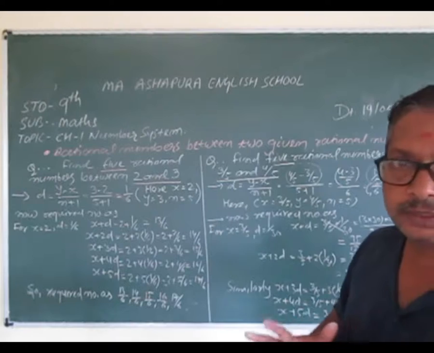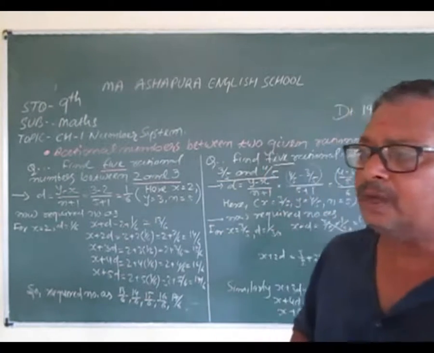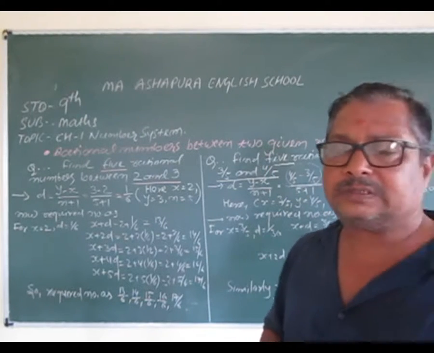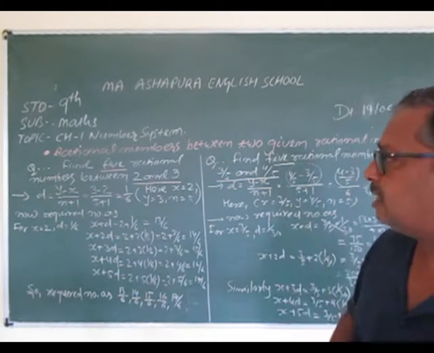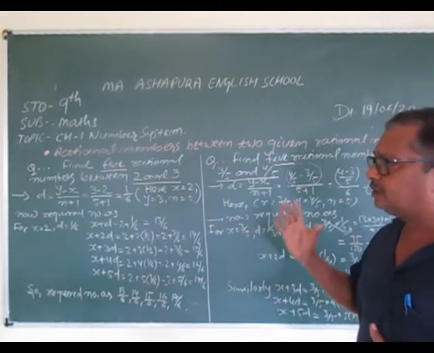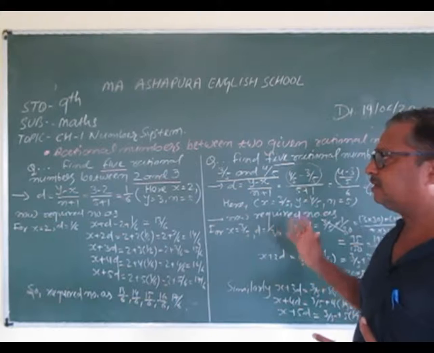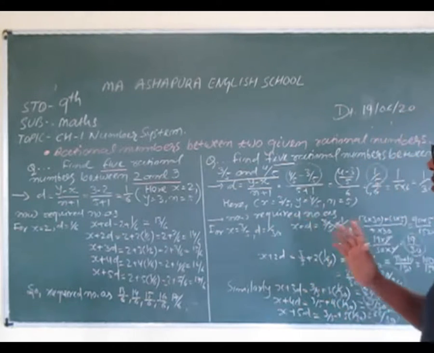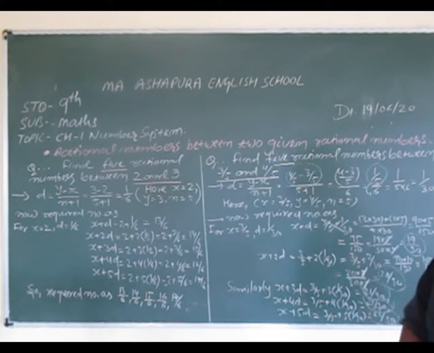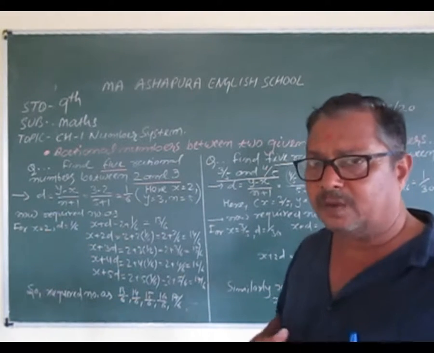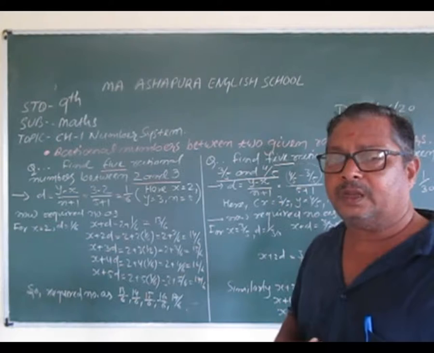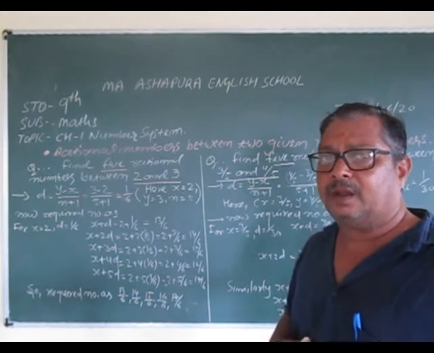I hope you understand very well. Now it's your time to open your textbook, see the exercise and practice this type of question. This form of question is: find the rational numbers between two given rational numbers. This type of question is very important from the exam point of view. So carefully practice them.